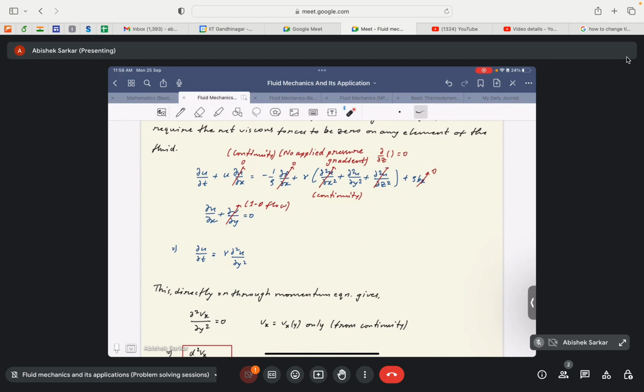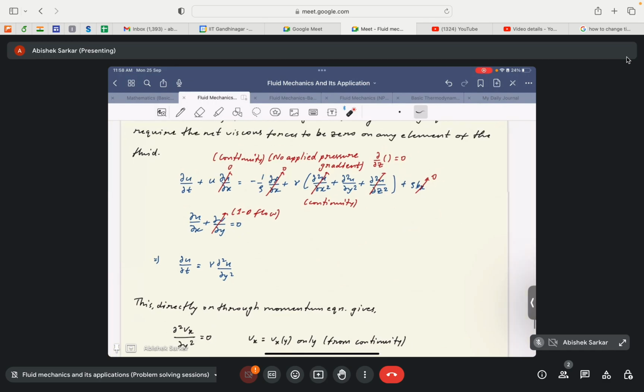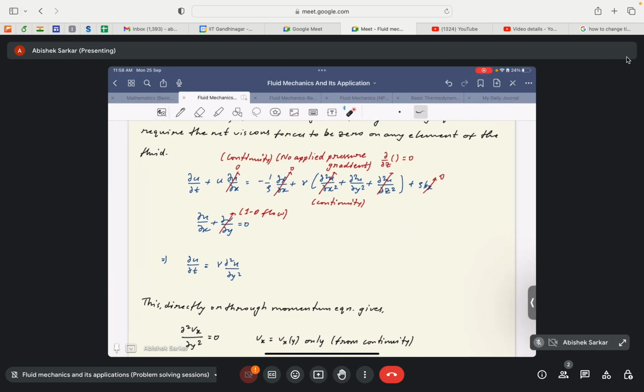So we get u dou u by dou x is equal to minus 1 by rho dou p by dou x plus nu times dou square u by dou x square plus dou square u by dou y square plus dou square u by dou z square, plus the body force term. Okay. So from the continuity equation we get that dou u by dou x equals 0, so this is equal to 0.